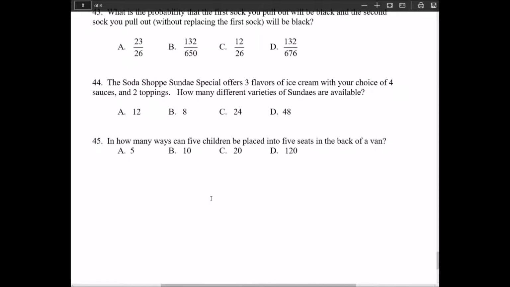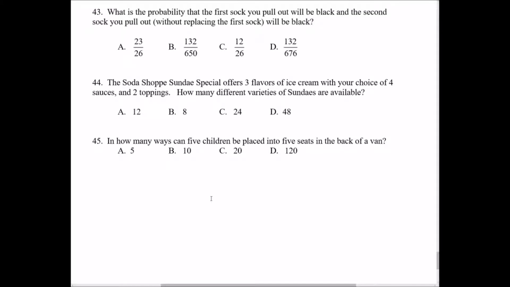And 45. This is my favorite one. Anytime it says, in how many ways can 5 children be placed into 5 seats in the back of a van? You have 5 children, you have 5 seats. They can be placed in any combination. All we need to do is factorial it out, and that's it.